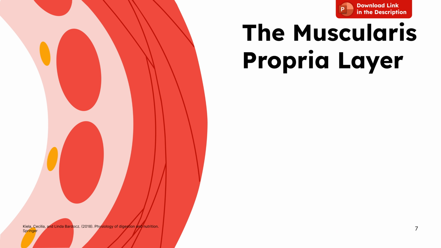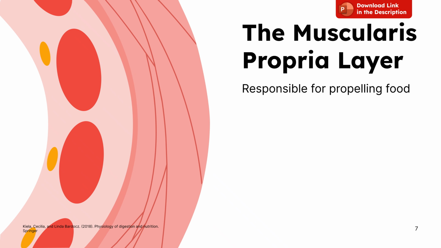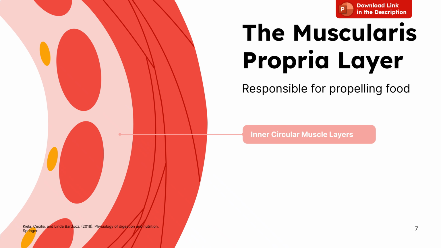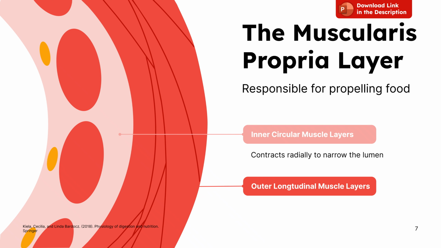The muscularis propria is a critical layer of the gastrointestinal tract, responsible for propelling food through peristaltic movements. This layer consists of two distinct muscle layers: the inner circular muscle layer, which contracts radially to narrow the lumen, and the outer longitudinal muscle layer, which contracts along the length of the tract to shorten and propel contents forward.